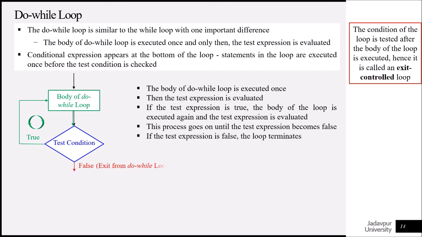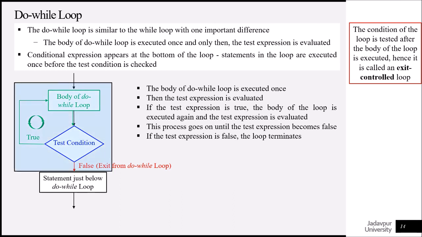As it becomes false, then the loop is terminated and control exits from the do while loop to go to the statement just below the do while loop. So this is the structure of the do while loop. The critical thing to remember from here is that the do while loop is executed at least once.